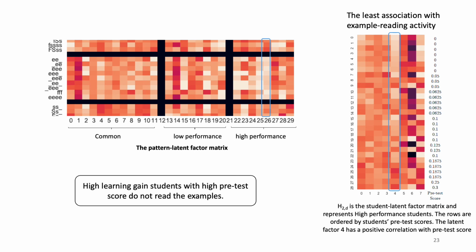Interestingly, it shows that high learning gain students who already have a high prior level of knowledge when starting the course, indicated by a high pretest, do not read the examples that are provided in the learning systems. On the other hand, reading examples while having a low prior level of knowledge is associated with students that have high learning gains.